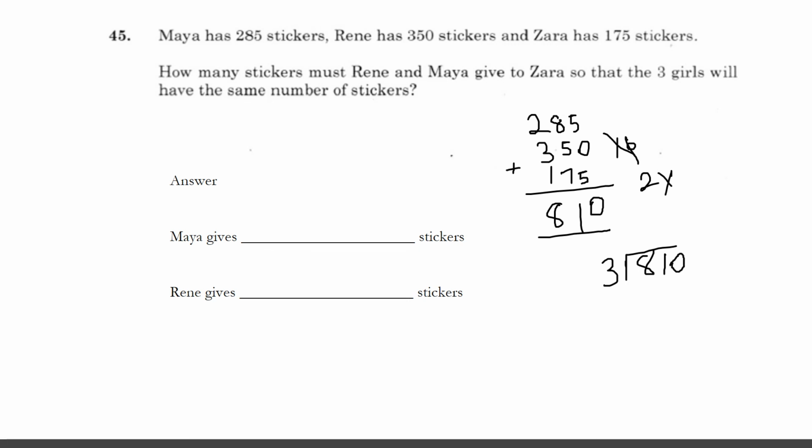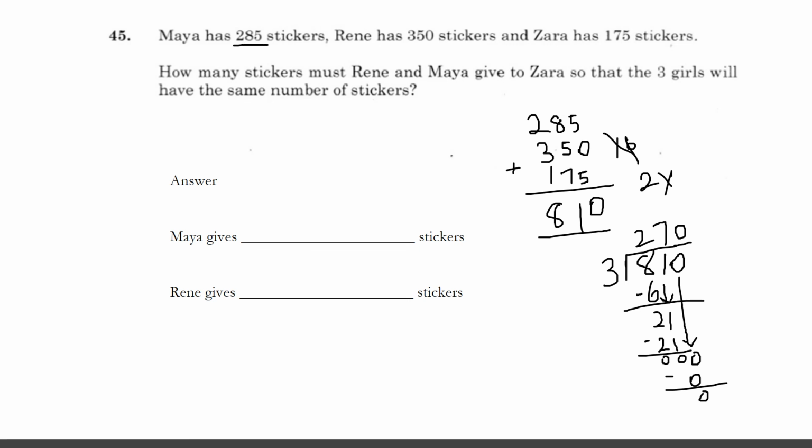3 into 8 is 2, 3 twos are 6, 8 take away 6 is 2. Bring down the 1. 3 into 21 is 7. 3 sevens are 21. Subtract. Bring down the 0. 3 into 0 is 0. So 3 can go into 810 270 times. Now we know how many stickers each girl must have so that they will all have the same number. We can subtract.